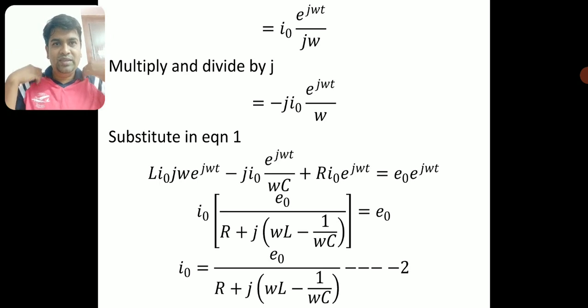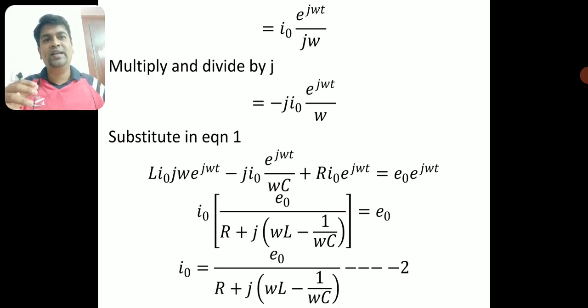Now what is common here is that I can take out I naught e to the power of j omega t as a common factor on the left hand side. On the right hand side also you will find e to the power of j omega t. That cancels with the left hand side e to the power of j omega t. If I have taken out I naught, then what am I left with?